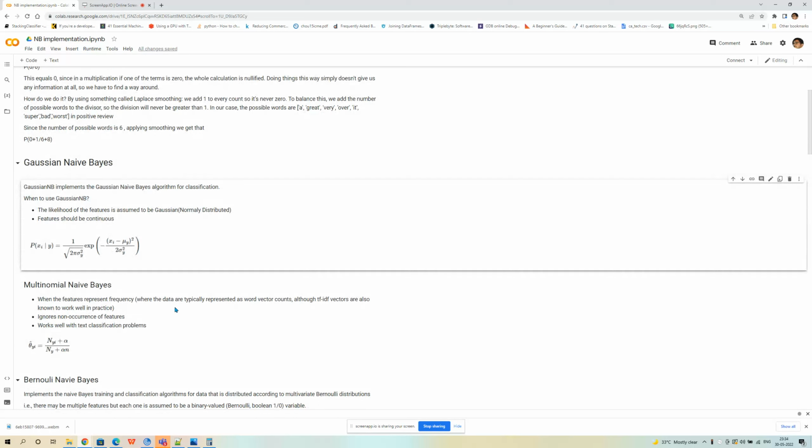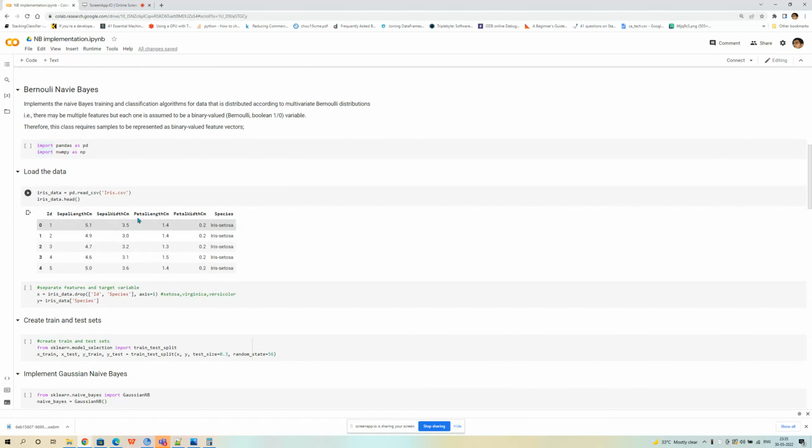Now let's look at the different types of Naive Bayes. The first one we'll look at is Gaussian Naive Bayes. Gaussian Naive Bayes implements the Gaussian Naive Bayes algorithm for classification. When do we use Gaussian Naive Bayes? You will be using it if the features you have are continuous and normally distributed. Let's say this is the data that you have. The data has sepal length, sepal width, petal length, and petal width of an iris flower.